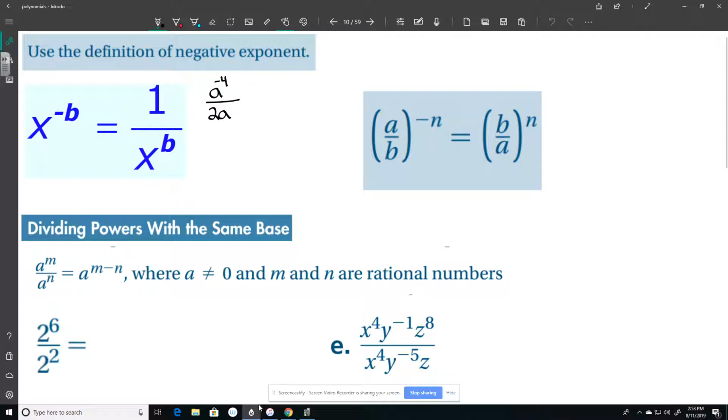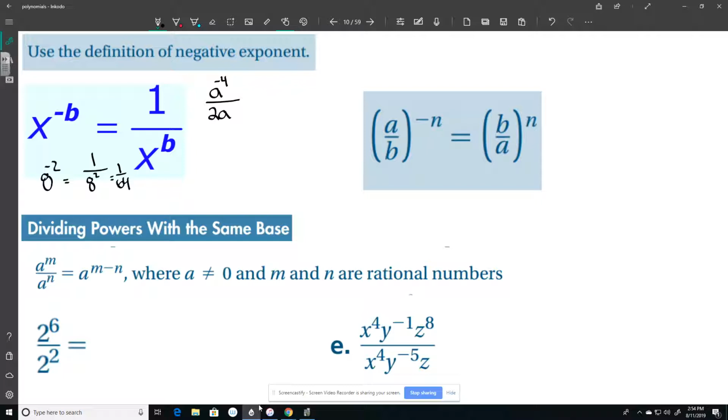So if I have a number x and I raise it to a negative number, what's really cool about that is all I have to do is move it to the bottom of a fraction and it becomes a positive number. So x to the negative b is equal to 1 over x to the b. Let's put a number in there: 8 to the negative 2 power is equal to 1 over 8 to the 2nd power, which is just 1 over 64.